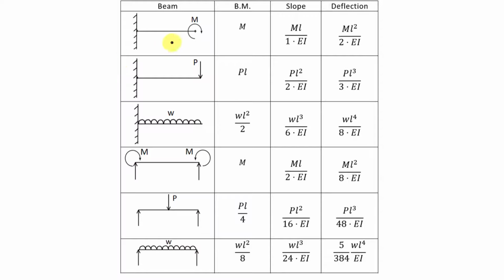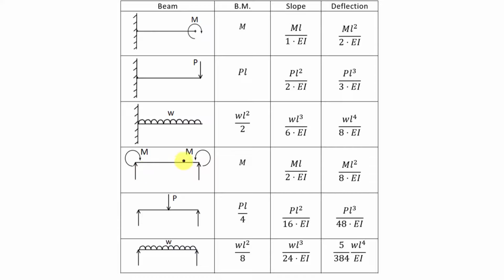Now first of all, you have to remember order of these beams. In first three cases, we have cantilever beam and in these three cases, we have simply supported beam. Now in first case, we apply concentrated moment at the end. In second case, we apply point load at the end. And in third case, we have applied uniform distributed load over this beam.